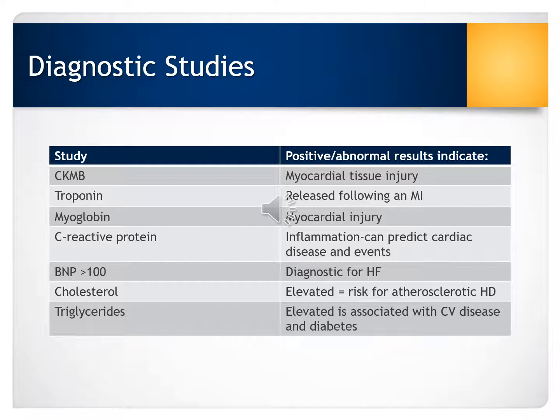BNP, which stands for beta-type natriuretic peptide, is released from the ventricles, and it is used as the cardiac marker of choice for determining whether the patient has dyspnea related to a respiratory problem or a cardiac problem. So typically a BNP greater than 100 indicates heart failure.